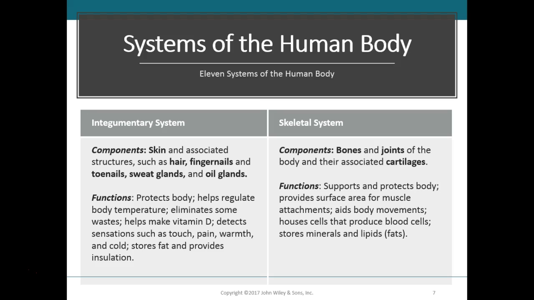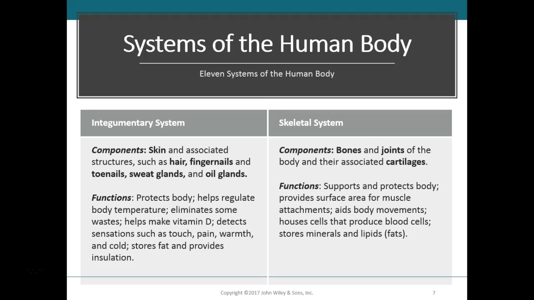but it's not just this outer covering that protects the body. Your hair and your fingernails and toenails, sweat glands and oil glands, all of this are part of the integumentary system. So these are structures that are a part of the skin and some of them inside the skin. So the main function, of course, is to protect the body and to help regulate body temperature. But the sweat glands also help to get rid of waste. There are cells in the skin that help us to make vitamin D. That's going to be important in calcium, and we'll talk about that much more as the semester progresses.